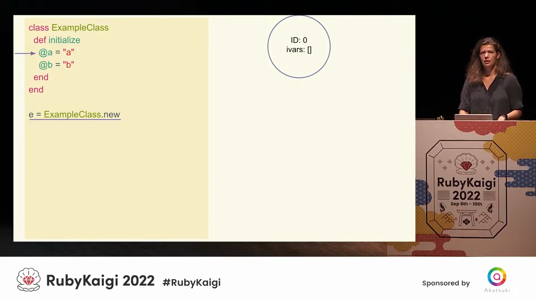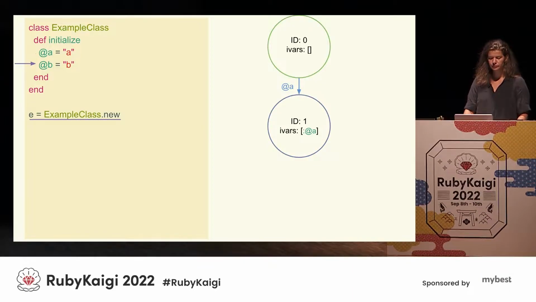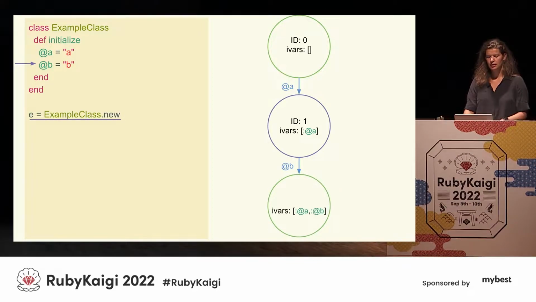So first, when we set the instance variable A, its shape will transition through an edge with instance variable A to a new shape, which just has the instance variable A and a new ID. If we set the instance variable B, the shape will transition again to a new shape. Now it'll have ivars A and B, and it'll have the next ID.